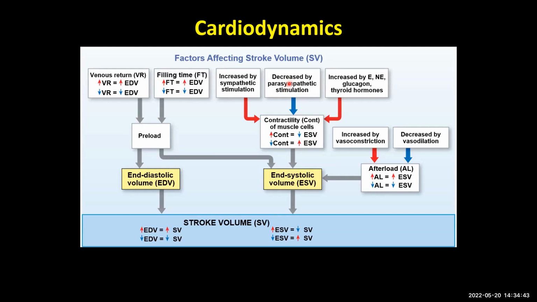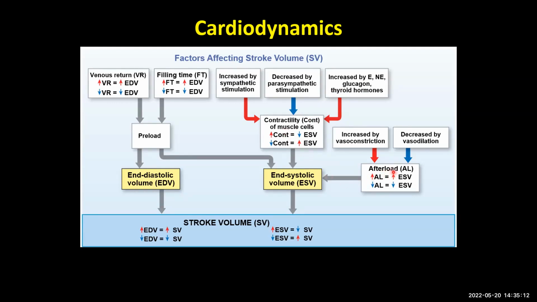Parasympathetic is the other way around, right? So if you're decreasing cardiac contractility, stroke volume and ejection fraction decrease, you will have more blood in the left ventricle, right? Same thing with the hormones: epinephrine, norepinephrine, thyroid, glucagon, they all increase cardiac contractility. So they will increase stroke volume and decrease end-systolic volume.